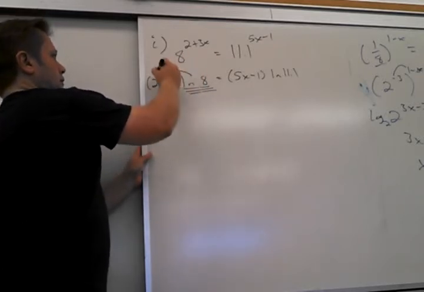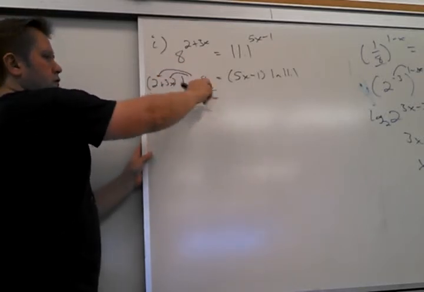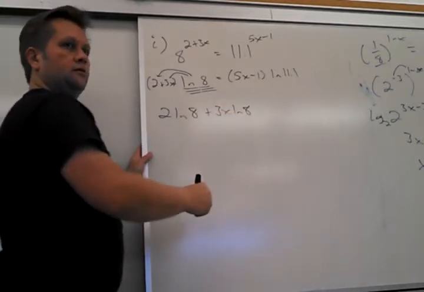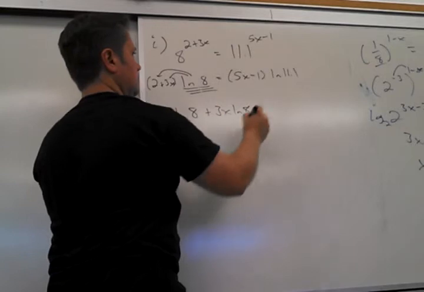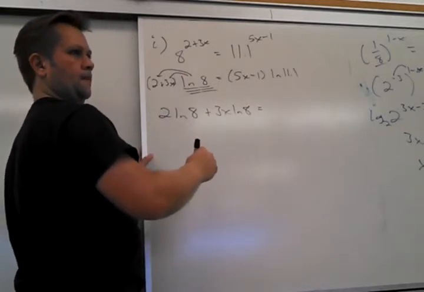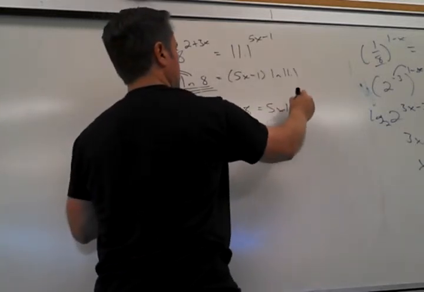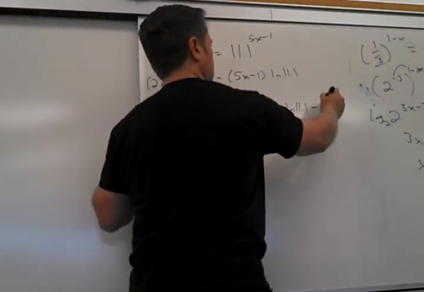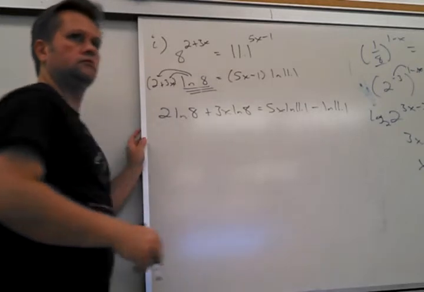So I distribute this number through. That's just the number. So I get 2 ln 8 plus 3x ln 8. So what are you getting on the other side? 5x ln 11.1 minus ln 11.1.